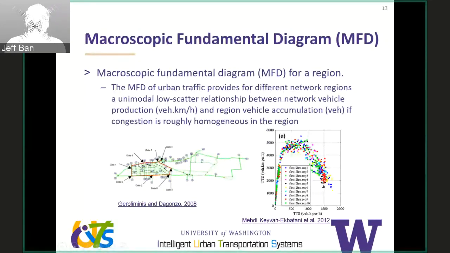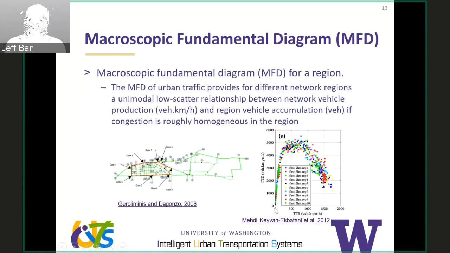This is essentially, if you have a homogeneous region in your transportation system, then similar to the fundamental diagram, you can look at this whole region and look at the number of vehicles in a region or the vehicle density in a region, and then look at the production rate or the number of vehicles exiting from the region, right? So that follows something similar to the FD, right? Fundamental diagram. It's called MFD.